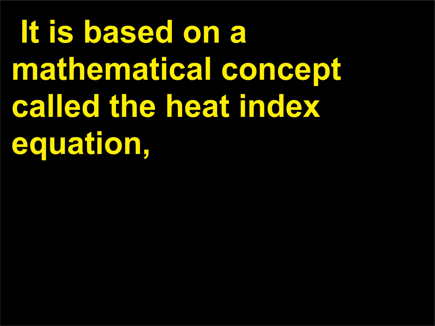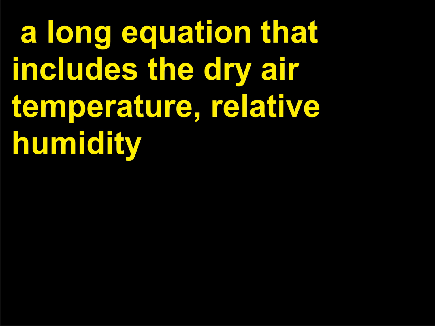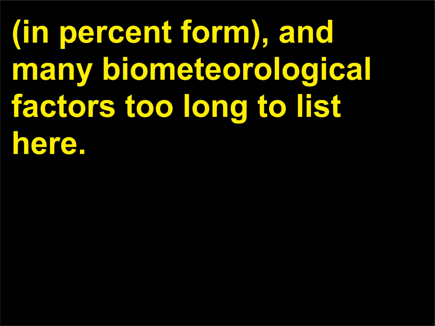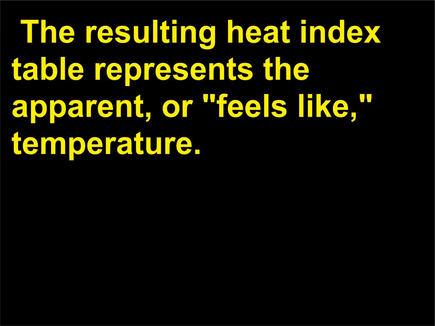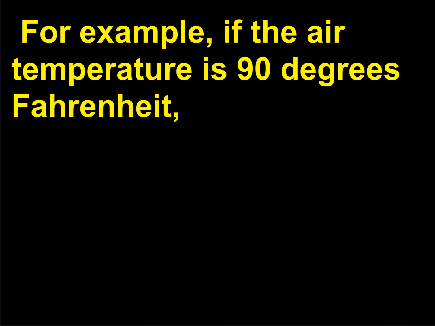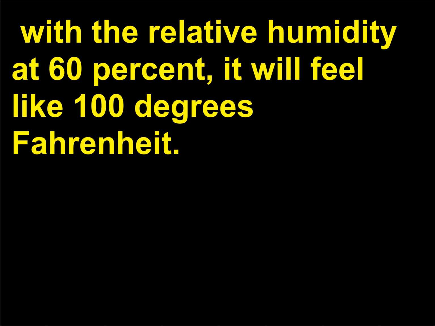It is based on a mathematical concept called the heat index equation. A long equation that includes the dry air temperature, relative humidity in percent form, and many biometeorological factors too long to list here. The resulting heat index table represents the apparent, or feels like, temperature. For example, if the air temperature is 90 degrees Fahrenheit, with the relative humidity at 60%, it will feel like 100 degrees Fahrenheit.